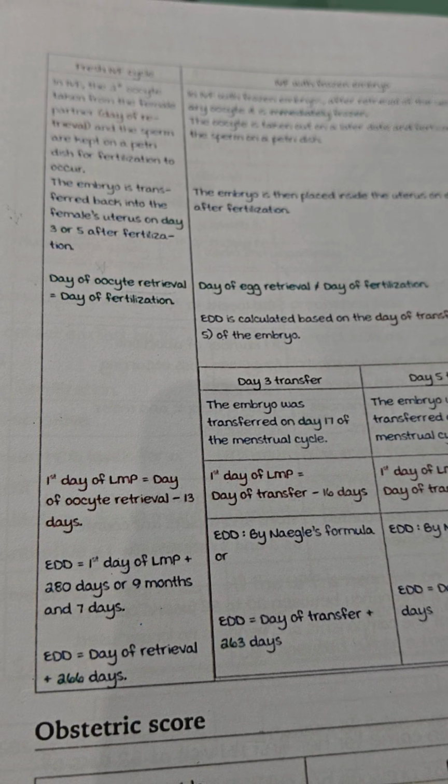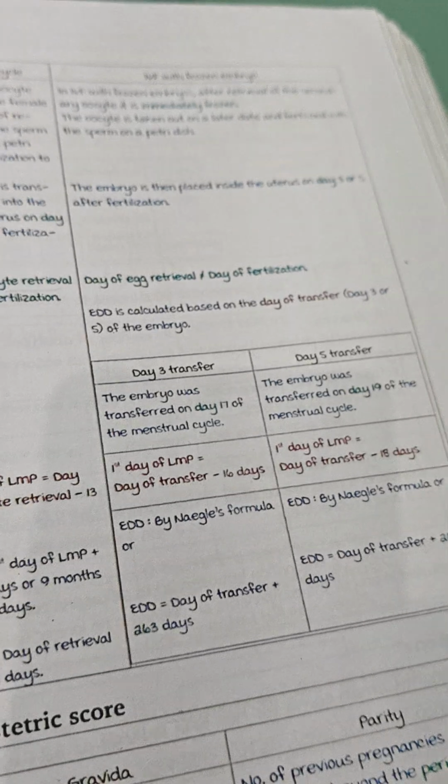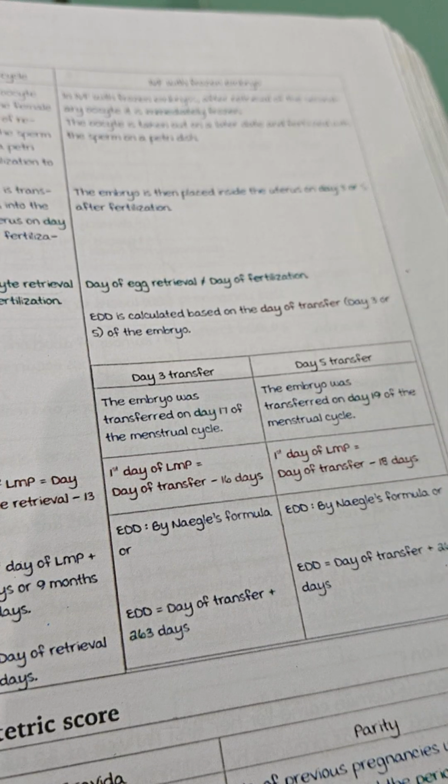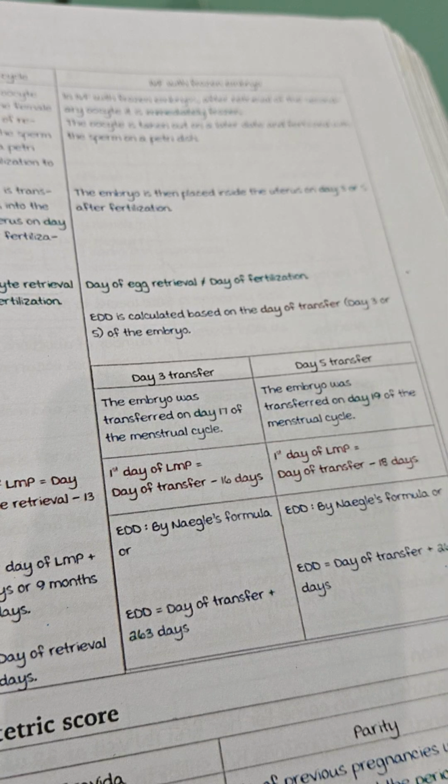But if it is done with fresh embryos, then the day of egg retrieval will not be equal to the day of fertilization. So if there is day 3 transfer or day 5 transfer. If the transfer is done on day 3, then the embryo was transferred on day 17 of the cycle. Means first day of LMP is equal to day of transfer minus 16 days. This you have to cram. Day of transfer minus 16 days, and in day 5 transfer we have to subtract more days, means day of transfer minus 18 days. EDD is calculated by the Naegele formula, or day of transfer plus 263 days, and in day 5 transfer, day of transfer plus 261 days.